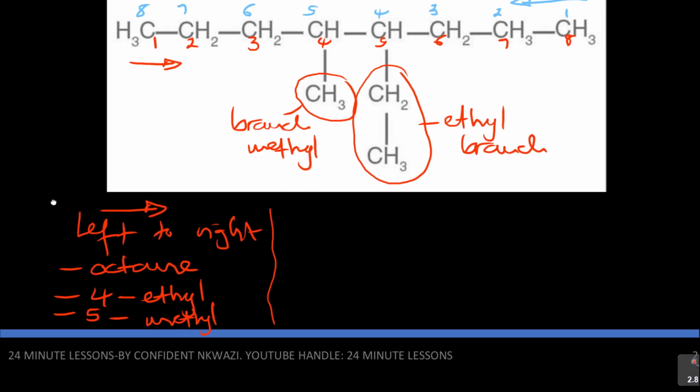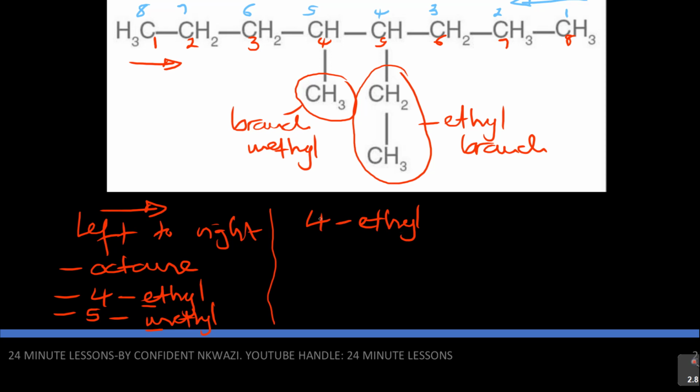Now when you're naming this, you start with the alphabetical order arrangement. So the alphabetical order says 4-ethyl. Why? Because E starts before M in the alphabetical order. So you'll have 4-ethyl because E starts before what? Before M. Don't say 4 starts before 5. The numbers are not important. What is important is the alphabetical order, the E and the M. Ethyl, methyl. So E starts before M.